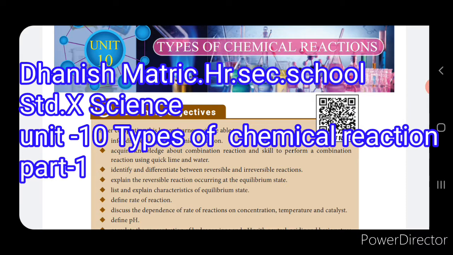And today we are going to see unit 10, types of chemical reaction. Now in this lesson we will be learning about what is a chemical reaction, what is an unbalanced chemical reaction, and the types of chemical reactions. Here we have the classification based on the nature of rearrangement of atoms and the classification based on the direction of the reaction. And we will be learning about the rate of chemical reaction.